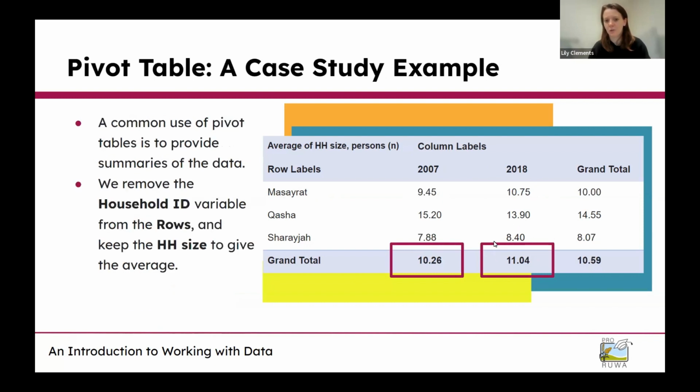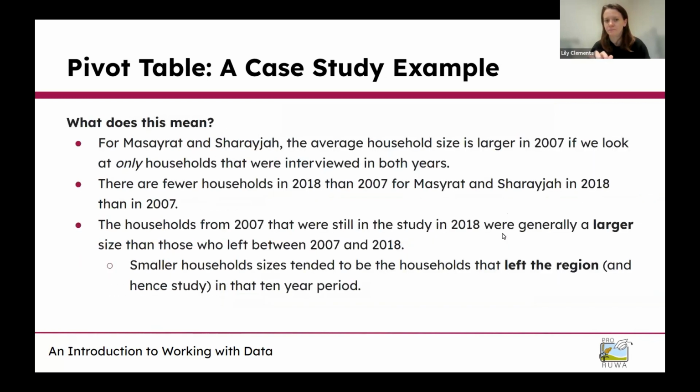But when we look at all of the data, we see that 2007 had much smaller household sizes than 2018. There are fewer households in 2018 than 2007 for these 2 villages. The households from 2007 that were still in the study in 2018 were generally a larger size than those that left between 2007 and 2018. So the smaller household sizes tended to be the households that left the region, and hence the study, in that 10-year period.